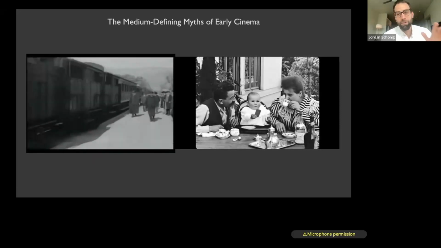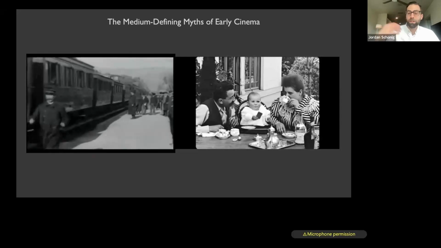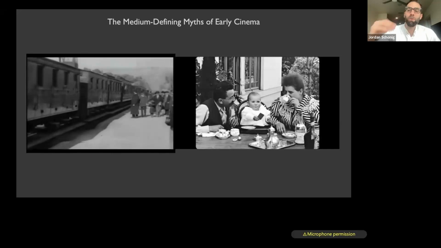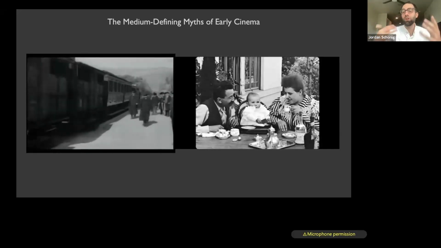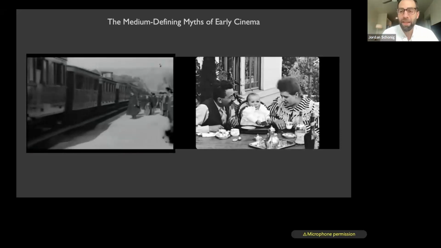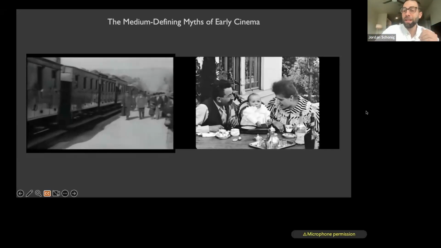When in 1895 the first spectators were viewing a movie for the first time, and this train was going along the z-axis of the image, people reportedly freaked out, fainted, imagined the train was going to burst through the screen and run over them. And so they reacted as if they were naive spectators, thinking that the image was reality. So that's myth number one.